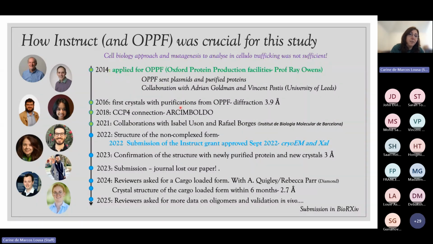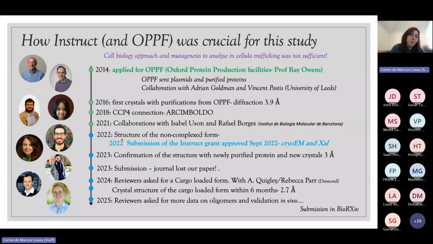We got the first crystals in 2016. Then the diffraction pattern didn't allow us to solve the structure. So we had a few years where we were waiting to find collaborators to help us solve the structure. And in 2018 and 2021, we started collaboration with Isabel Olsen and Rafael Borges in Barcelona because they had developed a new program to help solve the structure of diffraction patterns that were not very resolutive at that time.